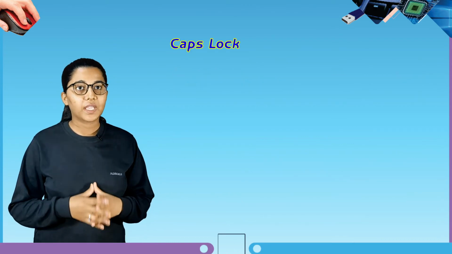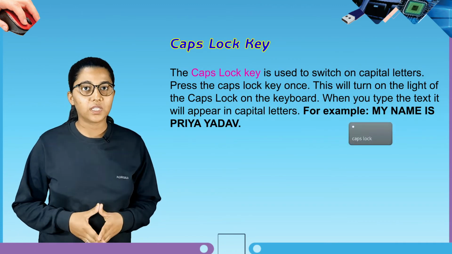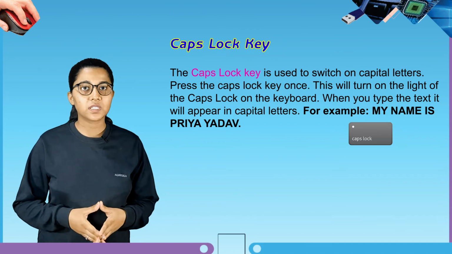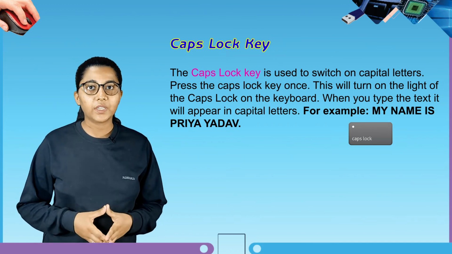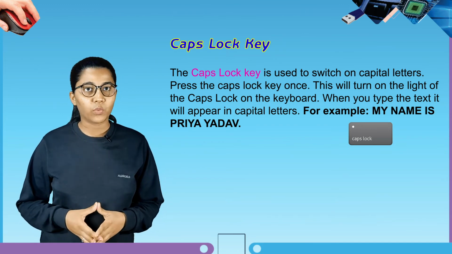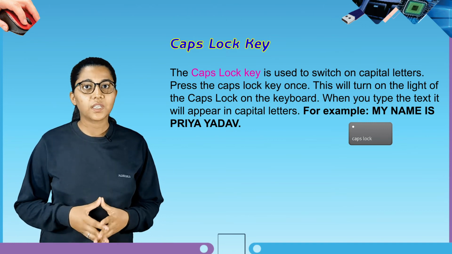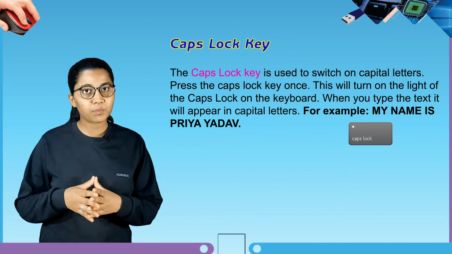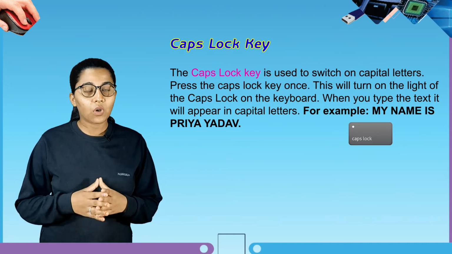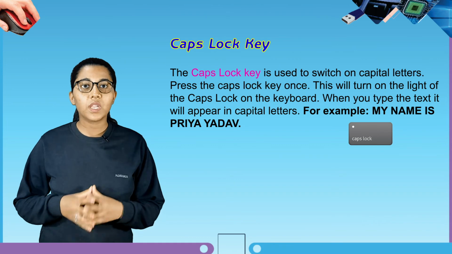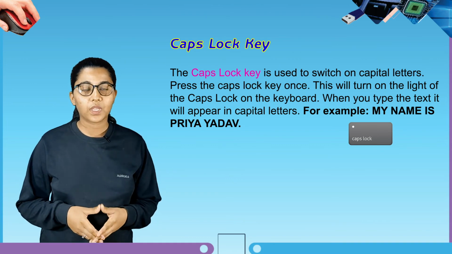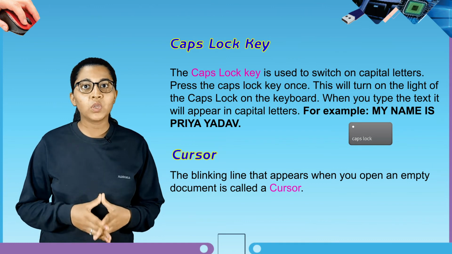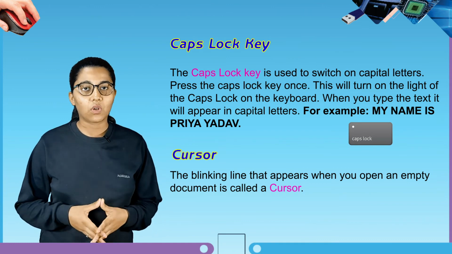Now we have the caps lock key. The caps lock key is used to switch on capital letters. Press the caps lock key once. This will turn on the light of the caps lock on the keyboard. When you type the text, it will appear in capital letters. For example, my name is Priya Yadav. If you turn on the caps lock, all the letters will appear in capital letters. Now we have cursor. The blinking line that appears when you open an empty document is called cursor.